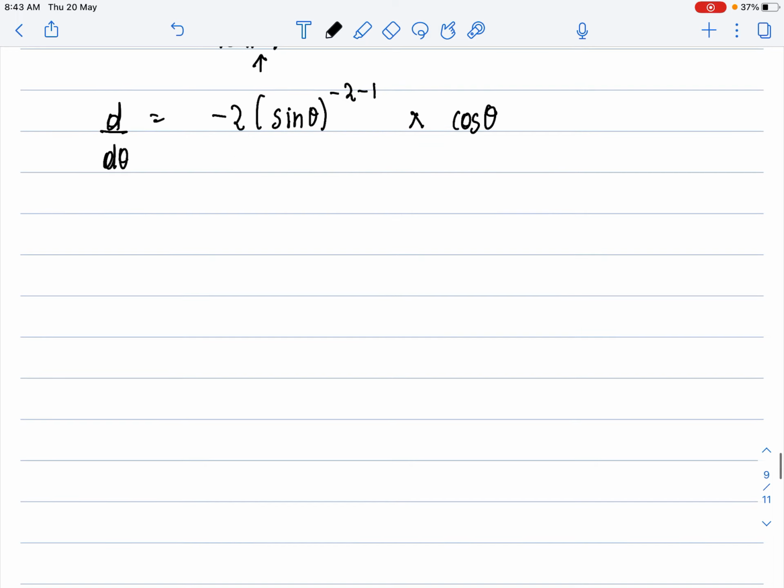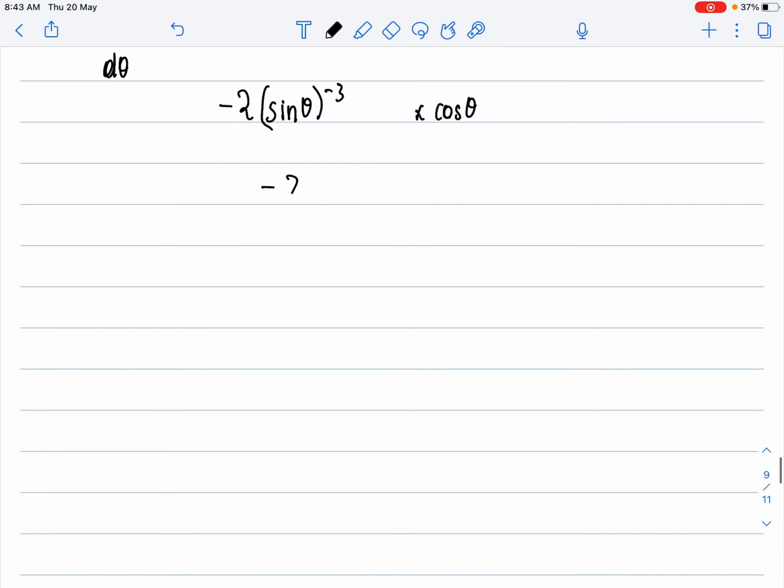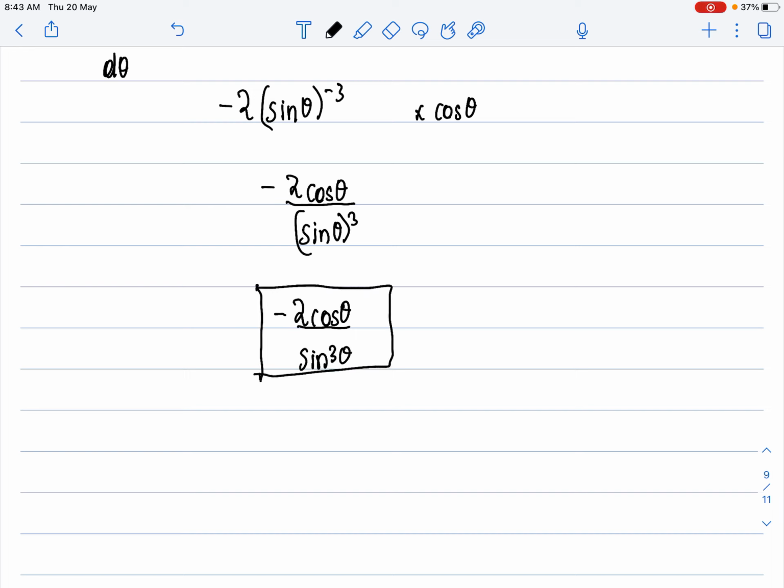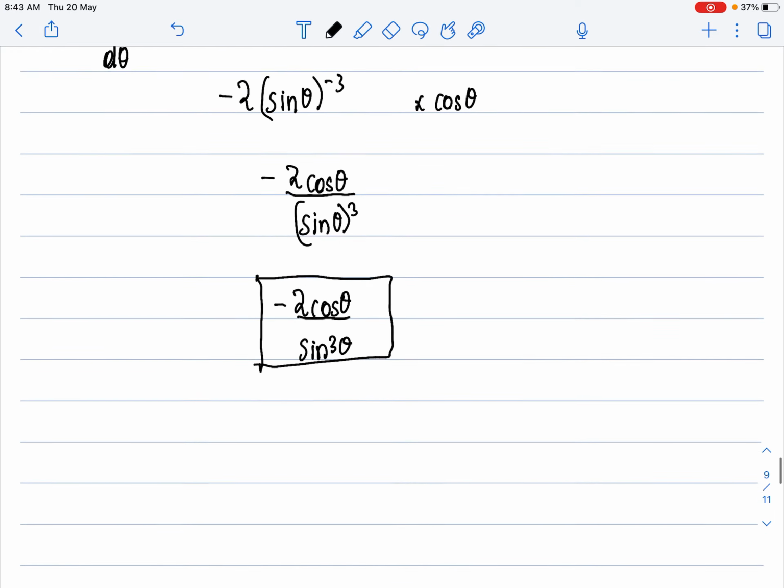So now I get minus 2 sine theta raised to minus 3 into cos theta, which I can write as minus 2 cos theta over sine theta raised to 3, which can be written as minus 2 cos theta over sine cube theta, which is the final answer of the question.